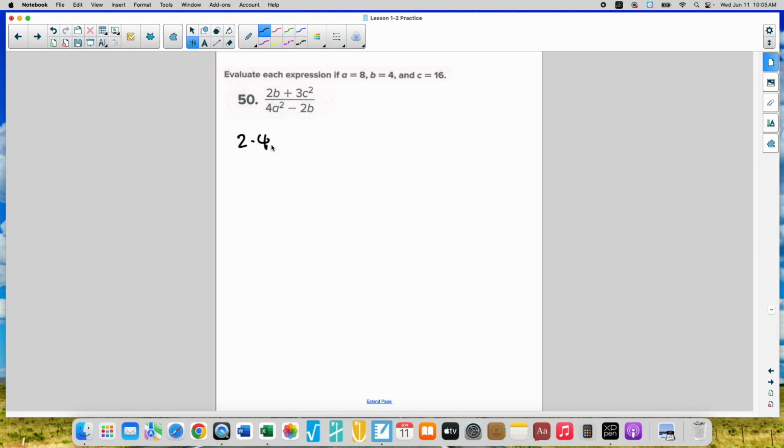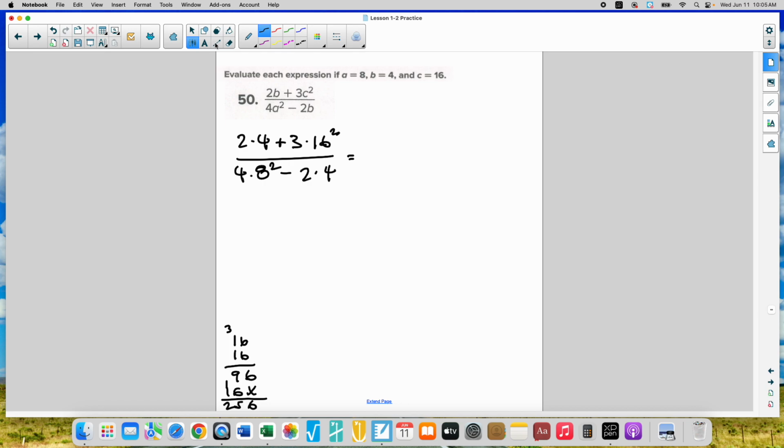Whoa, look how complex these are. 2 times 4 plus 3 times 16 squared, all over 4 times 8 squared minus 2 times 4. All right, let's do 16 squared. I think I did 16 squared earlier. 256? 6 times 6 is 36, 9, 6, 1, 6, 5, 256, yeah.